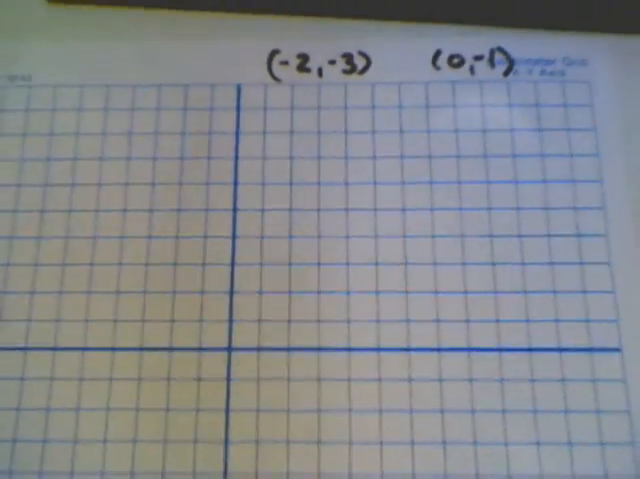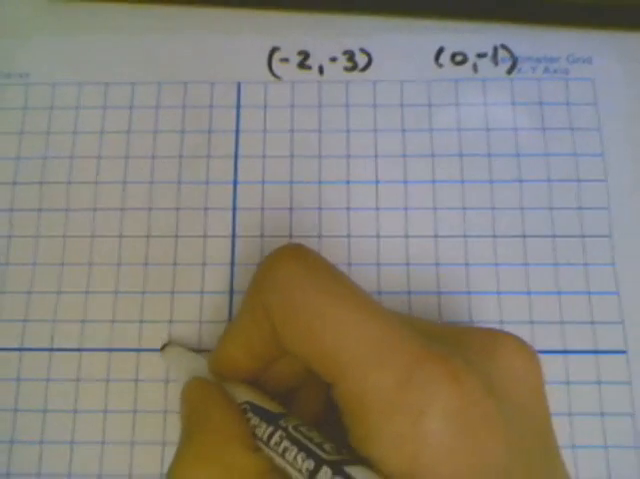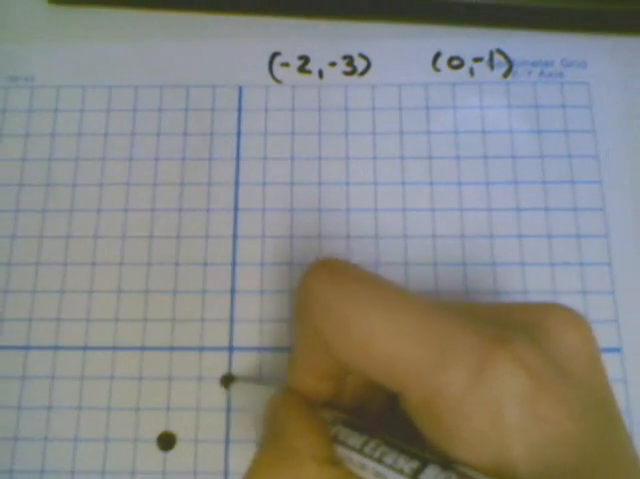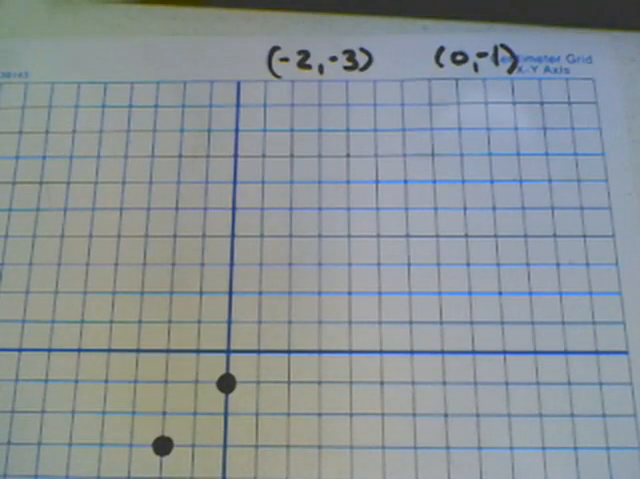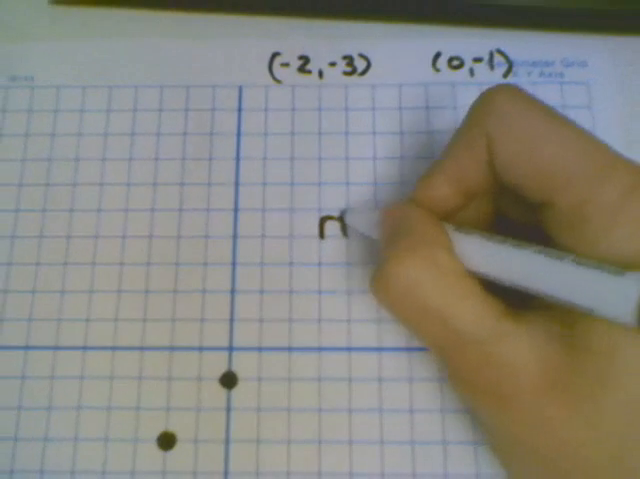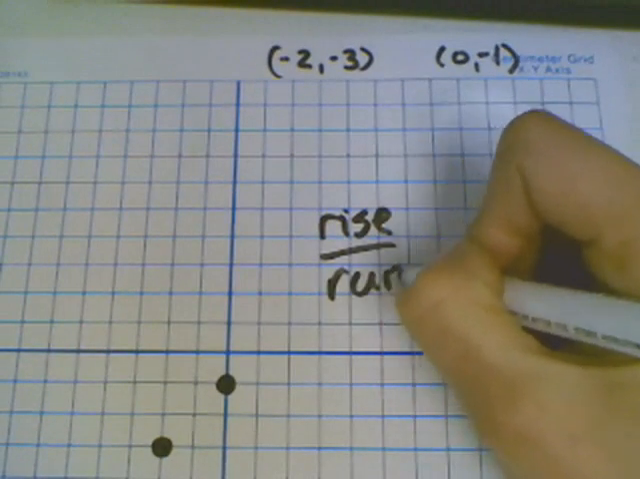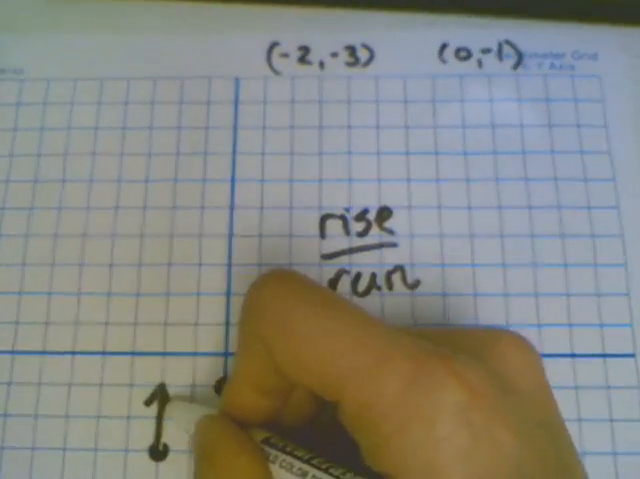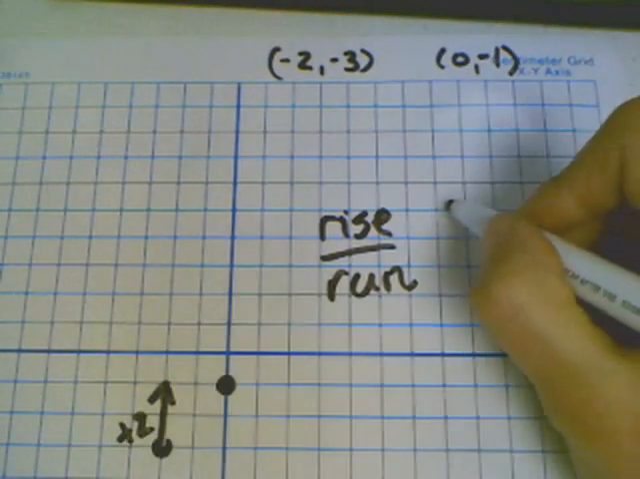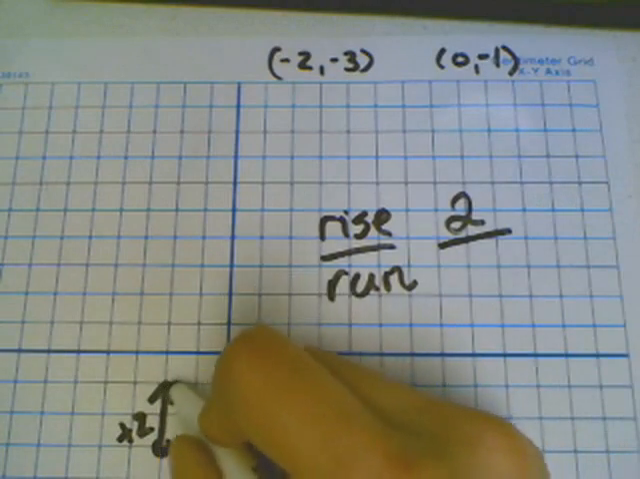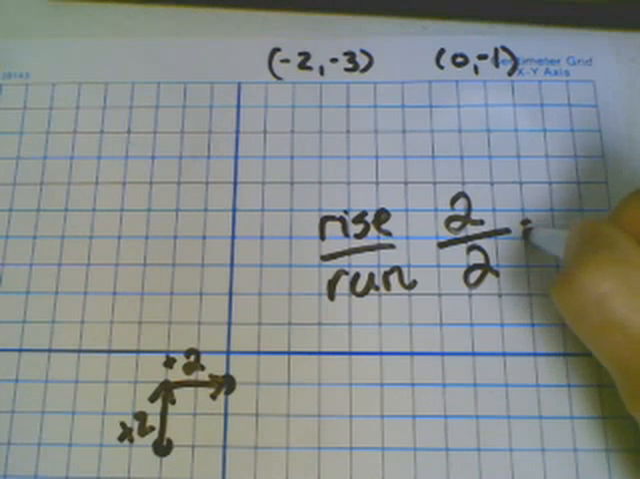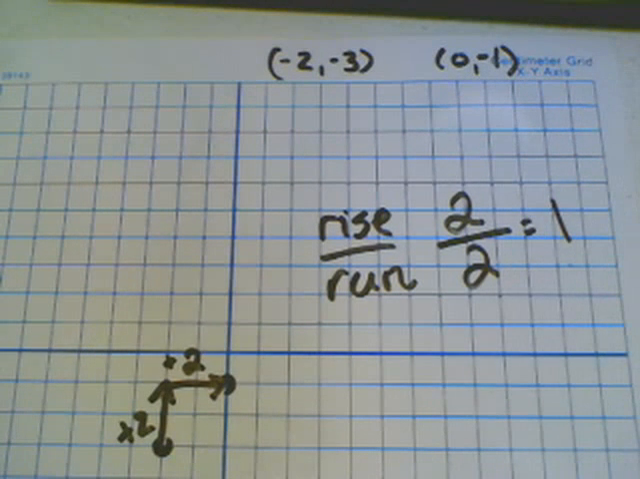Let's try once more to find the slope between 2 points. So I'm going to start by graphing these points. Here's (negative 2, negative 3) and (0, negative 1). So here are my 2 points. I'm looking for my rise over my run between these 2 points. Starting at the one furthest left, I know that I'm going to go up 2, so that my rise is a positive 2, and I'm going to go over 2 to get to my next point. 2 over 2 is 1. The slope between these 2 points is 1.